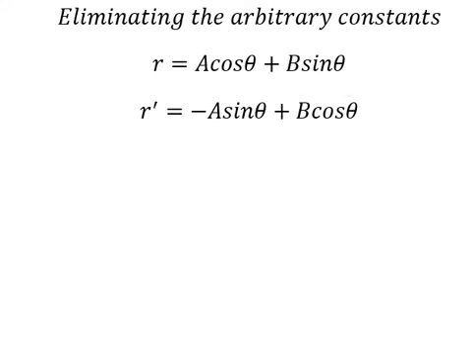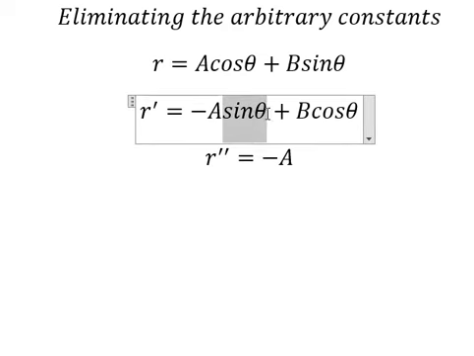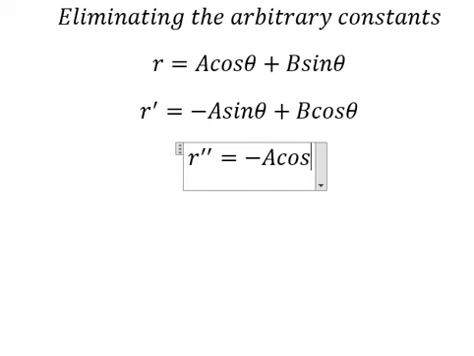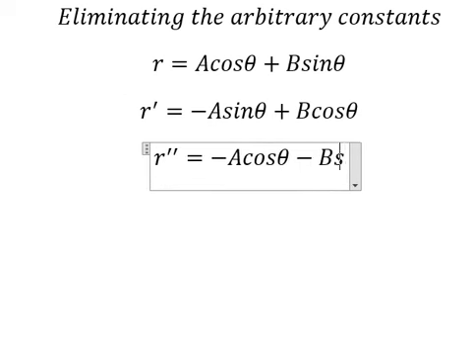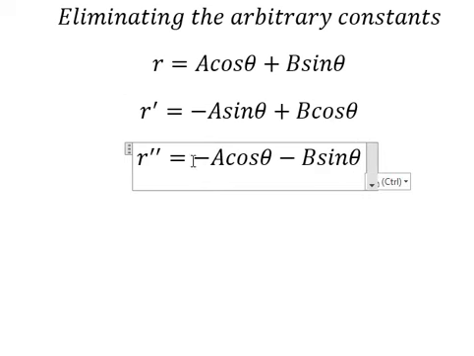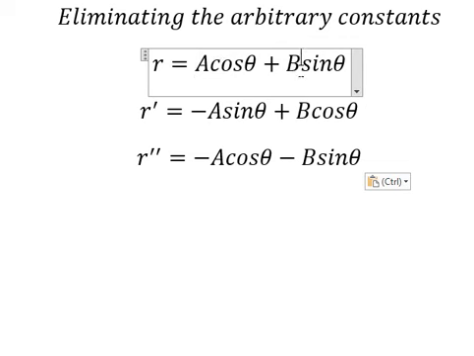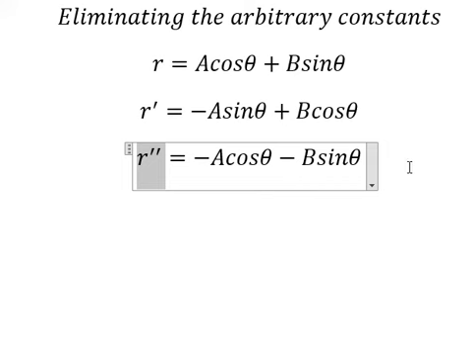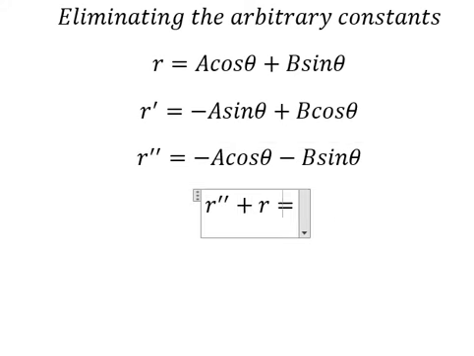Later, we take the second derivative of r, and this one we have cosine theta, and this one we have negative sine theta. So we see that we have negative, and this one we have positive. So we just sum this one and this one, and they cancel each other in here. And that is the final answer.